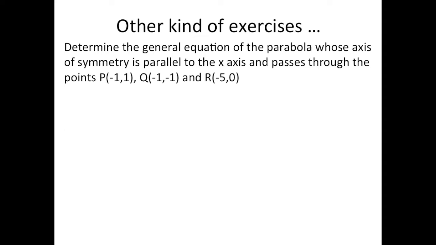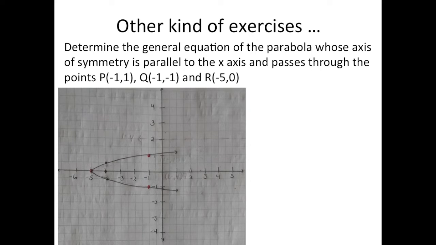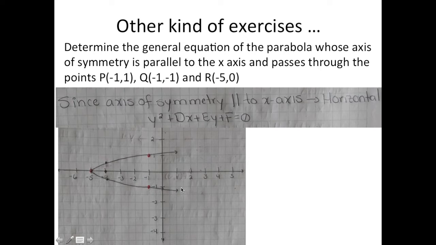We know that it's parallel to the x-axis, so if I trace these points, these red points, this one, and this one, are the points that I'm giving you. Because it says that the axis of symmetry is parallel to the x-axis, I know that the parabola is going to open this way and it's horizontal. So with that in mind, I know that I should be using this equation, y squared plus dx plus ey plus f equal to 0.